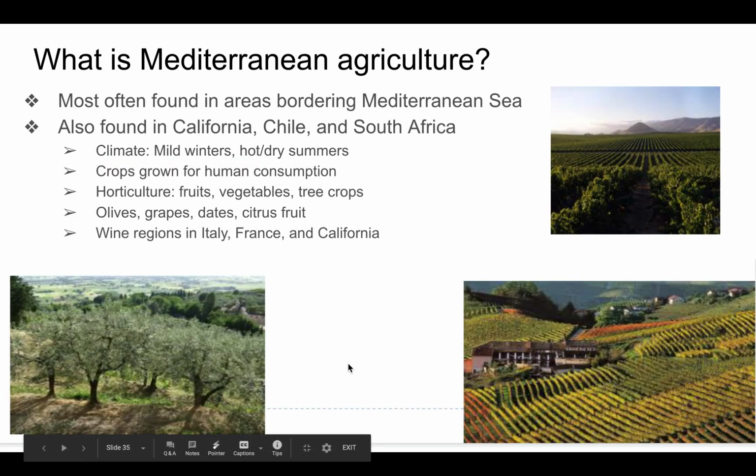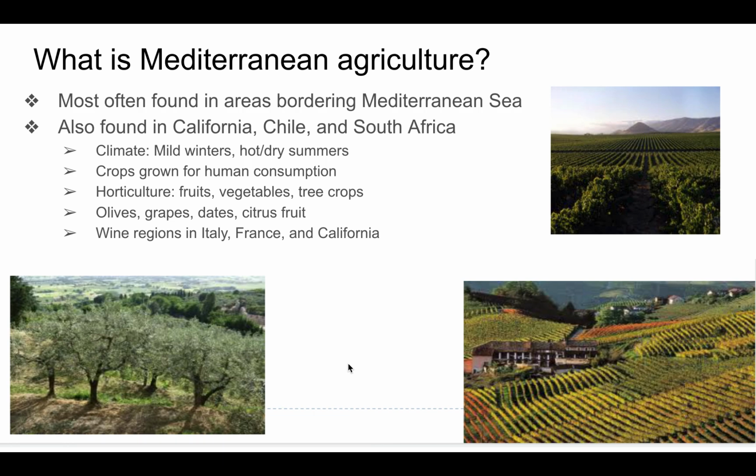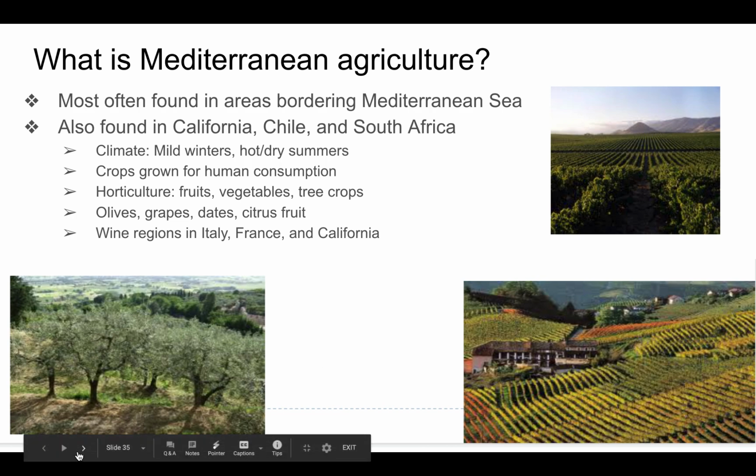Mediterranean agriculture, as I already noted, has to be in a specific climate, so it's found in very few areas of the world. They have to have mild winters, they have to have hot and dry summers. It's grown for human consumption. They grow more than just wine. They grow fruits, vegetables, tree crops such as figs, grapes, olives, dates, and citrus fruit. And again, it's sold for a profit as commercial agriculture, MDC production.